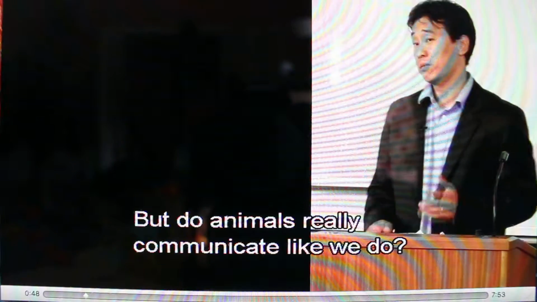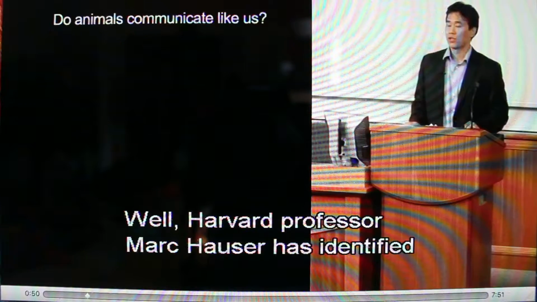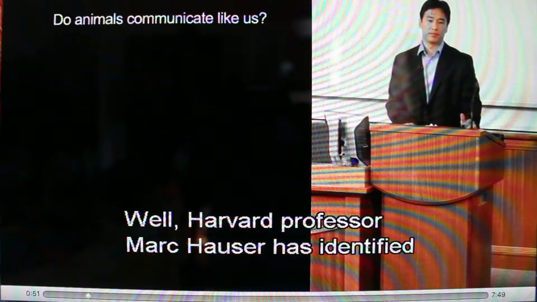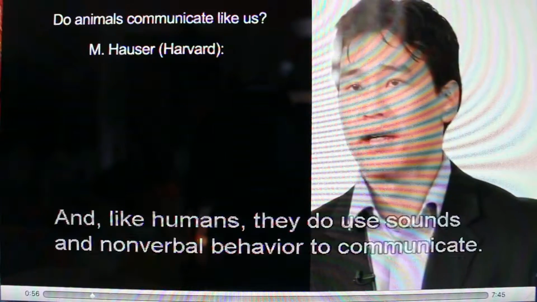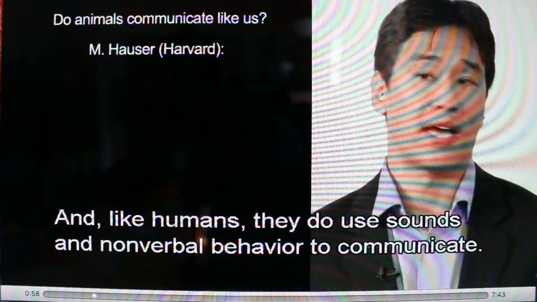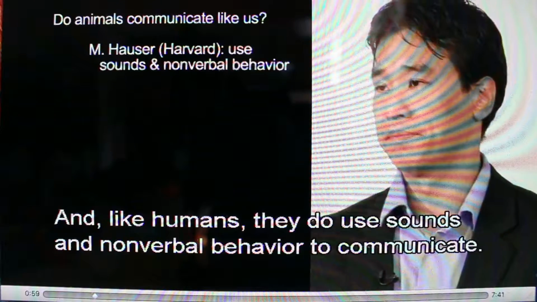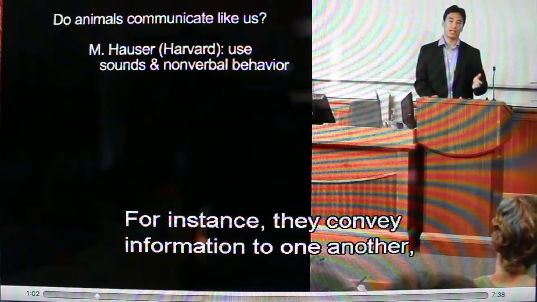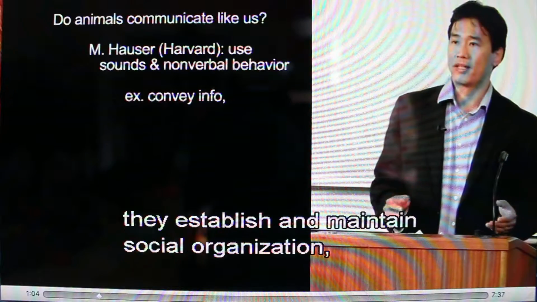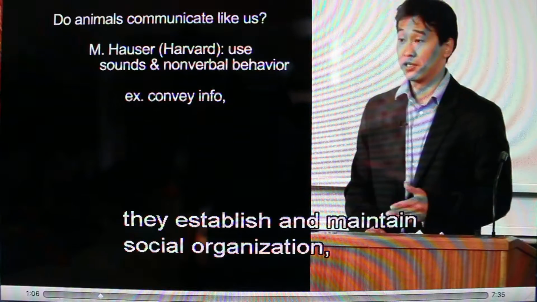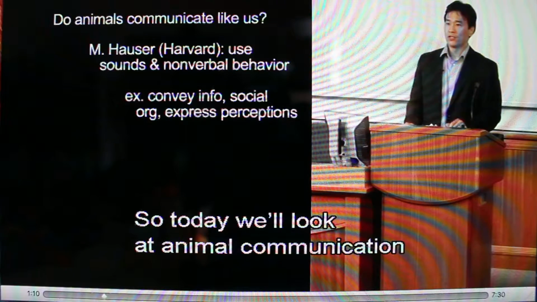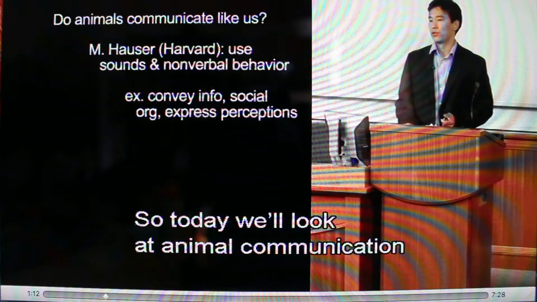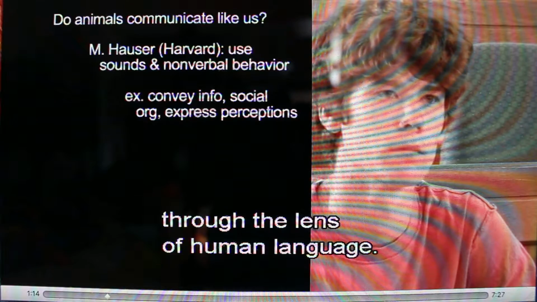But do animals really communicate like we do? Well, Harvard professor Mark Hauser has identified several types of animal communication. And like humans, they do use sounds and nonverbal behavior to communicate. For instance, they convey information to one another, they establish and maintain social organization, and they express their perceptions of the world. So today we'll look at animal communication through the lens of human language.